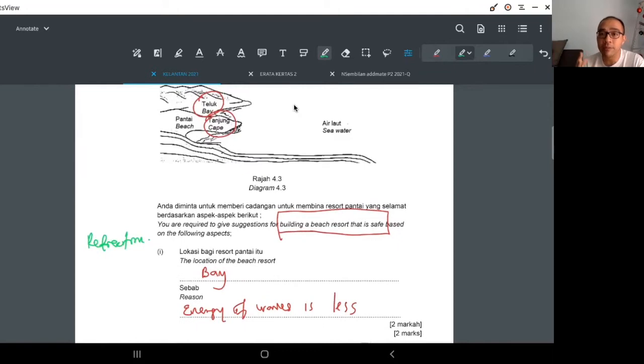I generally find that people, because we're so used to Tanjung Aru, and in Tanjung Aru there is a very famous hotel called the Shangri-La Hotel, everybody thinks, oh, because Shangri-La is in Tanjung Aru, so the answer must be Tanjung.